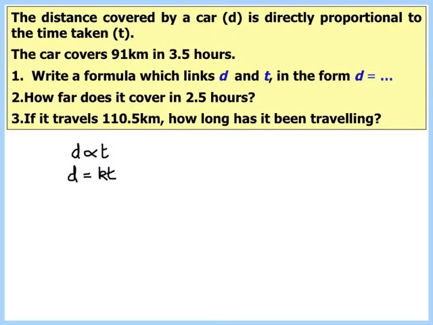So again, I'm going to go and work out what that value of k is, what connects the d and the t here. So I've just got to put these two numbers in, make sure I get them the right way round. The car covers 91 kilometres, so that must be d. So I'll stick that in there. And then on the other side I've got k, which is the bit I'm trying to work out, times by t, which is the time, 3.5 hours.